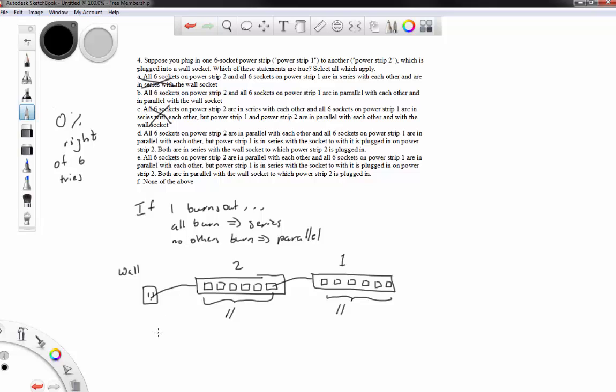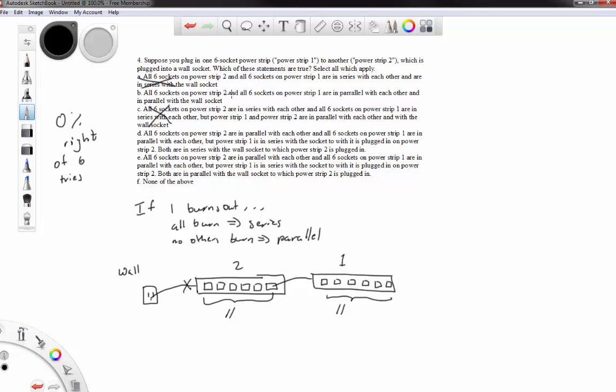Okay. Next thing. Suppose that you were to cause this guy to burn out in such a way that it's equivalent to removing this wire. Okay, so if you remove this wire, that's equivalent to saying everything here burns out. What will happen to the light bulb here? Well, it will burn out. That means that this needs to be in series with this. So anything now that says that strip 1 is in parallel with strip 2 can be eliminated.